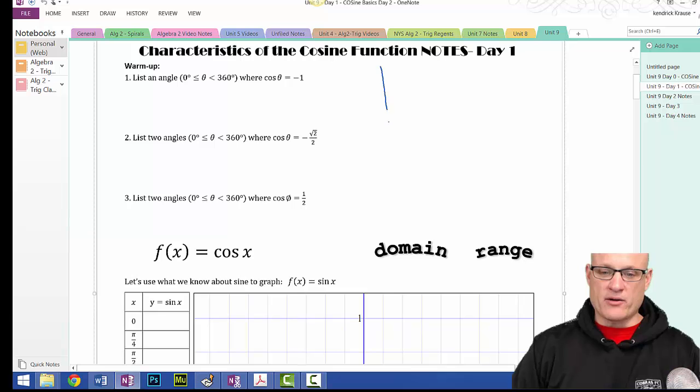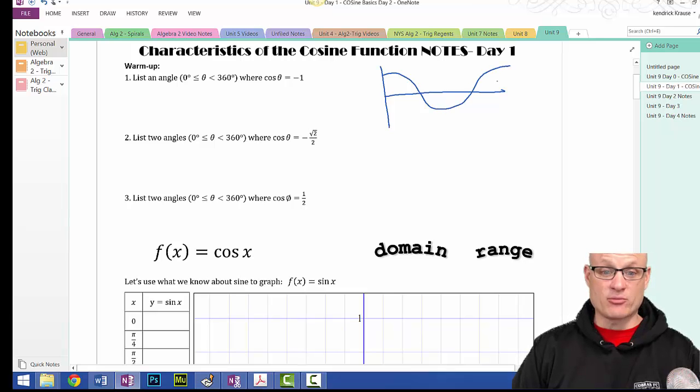We talked about on day 0 that the cosine curve looks like this. It starts at a maximum and it ends at a maximum. So I want to know where cosine equals -1. Well, isn't -1 the y value down here? And that's at 180 degrees. So in this case, theta is equal to 180 degrees.